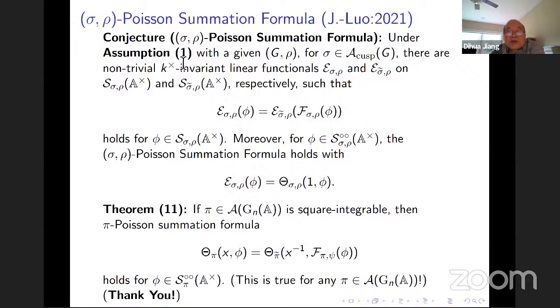So under the assumption one, for S pi zero, you can have two functionals such that this identity holds. That's the previous part of the previous conjecture. And now moreover, this is new. So for this function in this special function space, with the Poisson summation, you can take the functional to be the theta function evaluated at one, okay.